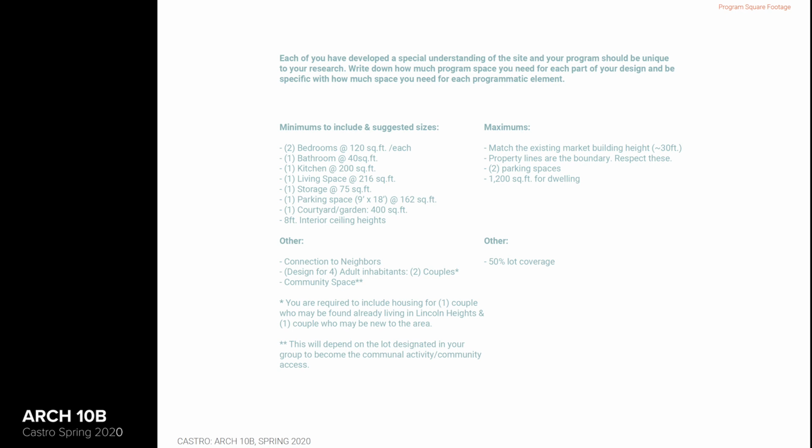Okay. And so here below are a couple of other minimums to consider. I want us to be mindful and have connections to neighbors. And you will each be designing for 4 adult inhabitants, 2 couples. So this kind of echoes a little bit of the Schindler project, right? Where they designed for 2 adult couples, 4 individuals.